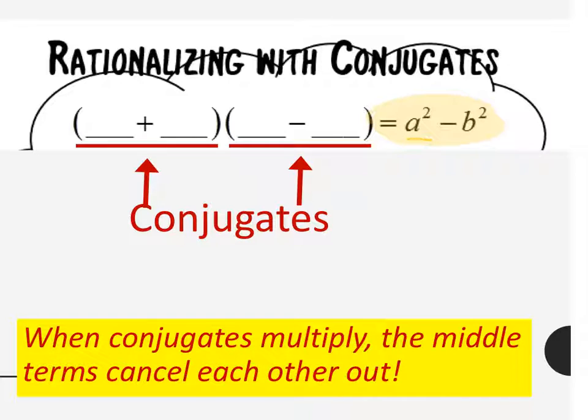So what will go in parentheses? Well, it's going to be a plus b times a minus b. So anytime you have the same binomial with a different sign in between, it's going to be called a conjugate. Why do we need the conjugates? Well, when we multiply them out, the middle terms will always cancel each other out.